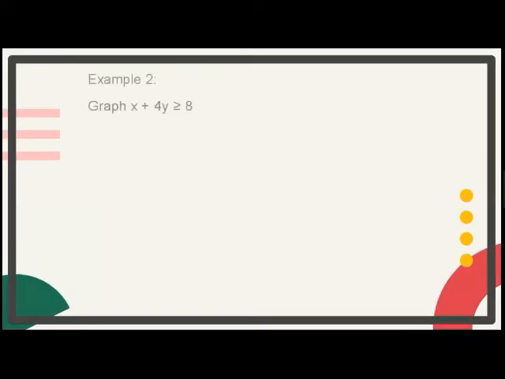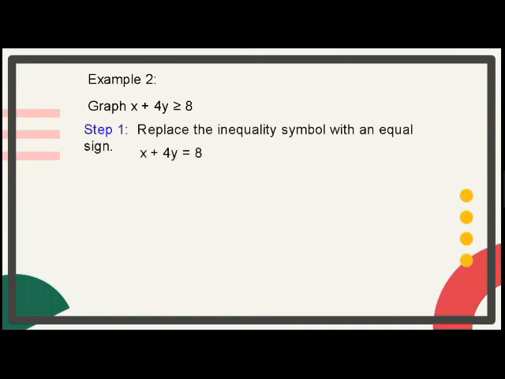Another example, graph x plus 4y greater than or equal to 8. Again, to graph this linear inequality in two variables, the following steps could be followed. Step 1. Replace the inequality symbol with an equal sign. So we have x plus 4y equals 8. Next step is to solve for x and y-intercepts.